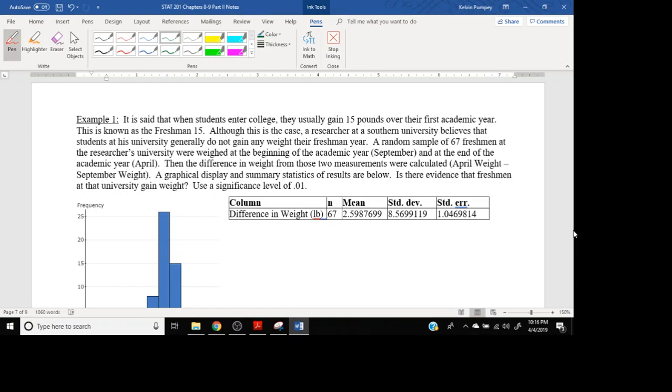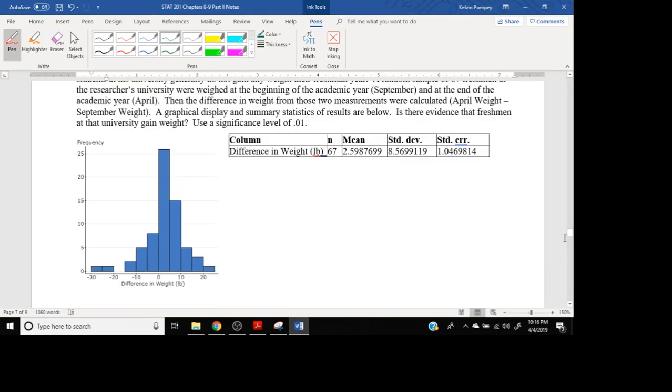Okay. A graphical display and summary statistics of the results are below. We want to find out, is there evidence that freshmen at the university gain weight? Use a significance level of 0.01. Okay. And so even before I get to the summary statistics, one of the things we can do is check the assumptions, right? So I'm going to go to step 1 and I'm going to check assumptions.